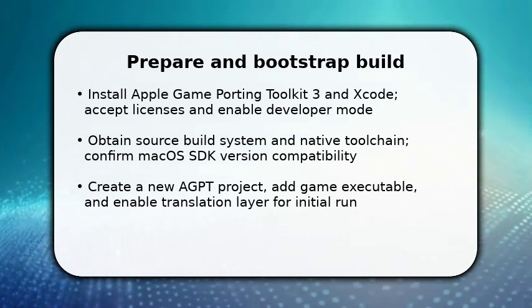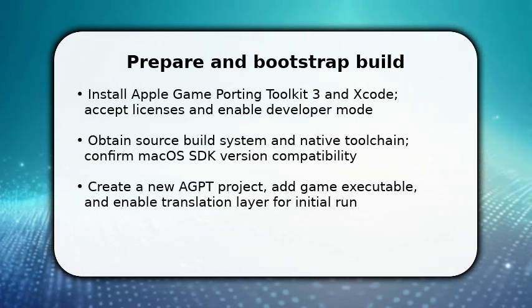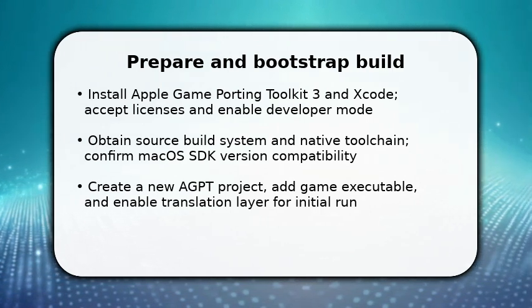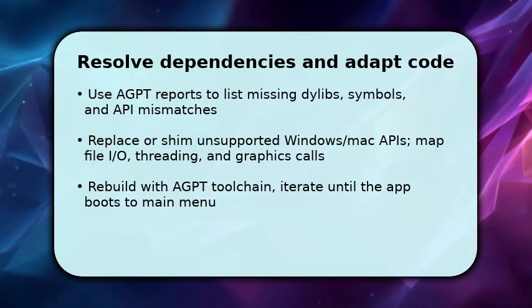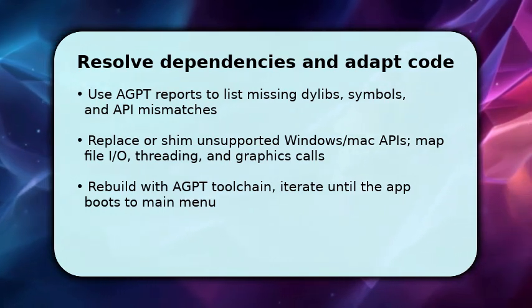You will enable the translation layer and basic shims now so the game can launch. This first pass reveals missing libs and immediate runtime errors to fix. Once the project boots, examine ACT diagnostic reports to find missing dylibs and symbol mismatches. You need those details to prioritize fixes.